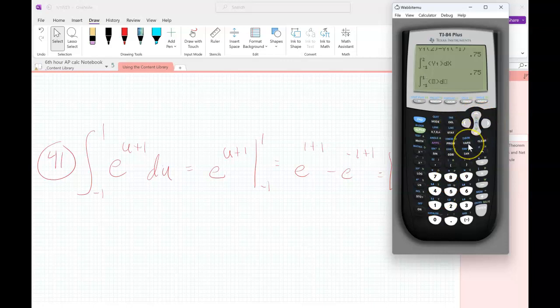So now just fill this in. It's the integral from -1 to 1. I put my function into y1, and my variable is x, so I'll put an x for the dx, and then press enter. And if you notice, this is the same thing as e squared minus 1, so you have a checker for any definite integral.